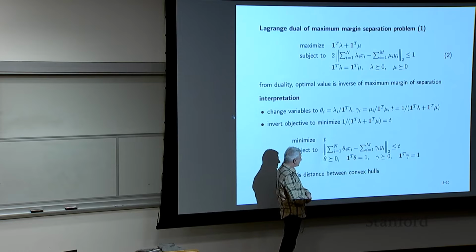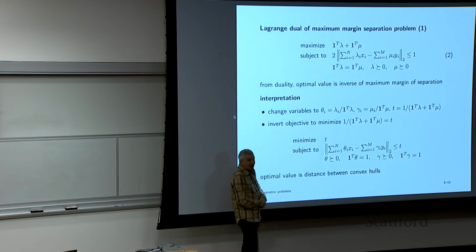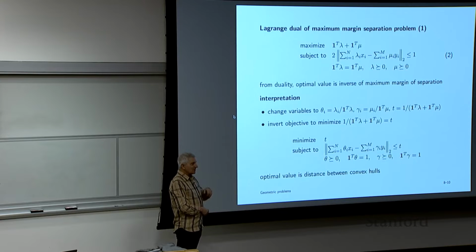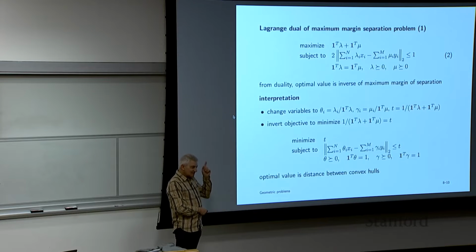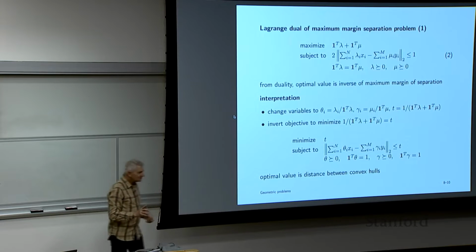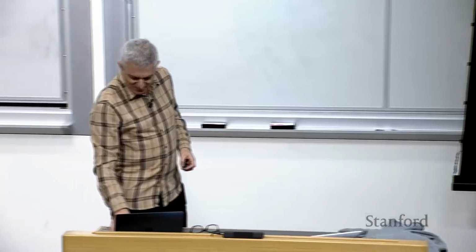And so what it's really saying is very geometrically clear. It says minimize the distance between 2 points, one in the convex hull of the x's and one in the convex hull of the y's. Does that make sense? So it's actually very cool.